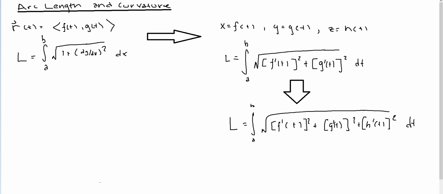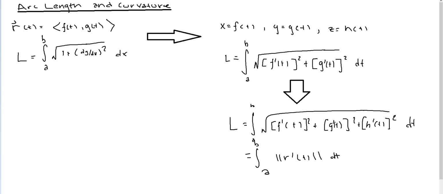So now that we're in 3 dimensions we can incorporate the last component and state that L is equal to the integral of the square root of f prime of t squared plus g prime of t squared plus h prime of t squared. And additionally, this can be rewritten and most commonly written as the integral from a to b of the magnitude of r prime of t dt. So that would give us the arc length of our curve.